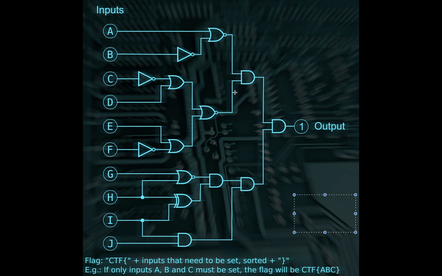Okay, now let's go to this. This should be 1, and so the OR should be 0, so both of these should be 0. For this to be 0, this and this should be 0. So C should be 1. So BC is the string up till now, and D should be 0. For this to be 0, both of these should be 0. E should be 0 and F should be 1.